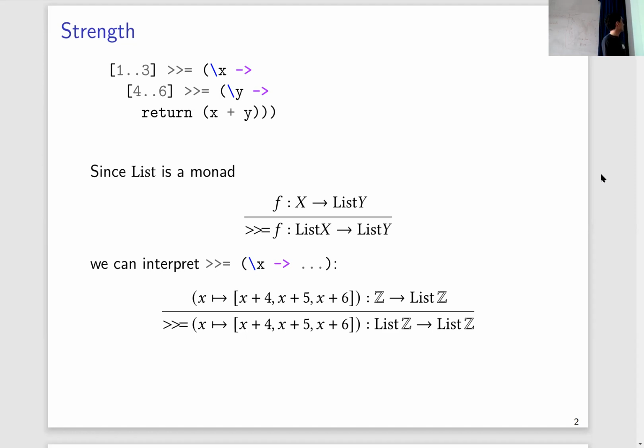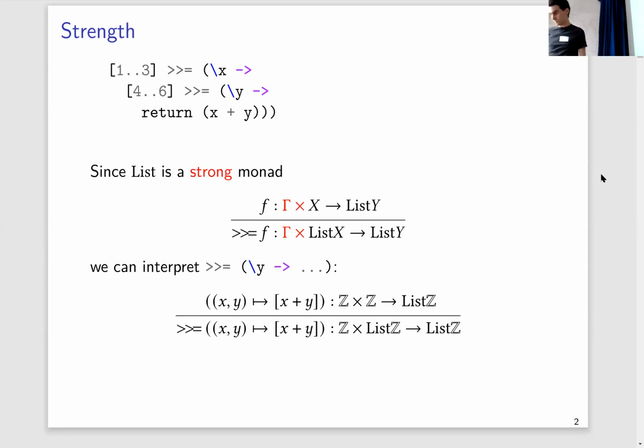In the outer bind, where we have bind lambda x, the lambda x is a function which takes an int and gives us a list of ints. If we do bind of this, we get a function from list of ints to list of ints, and we can pass it this list 1, 2, 3. The inner bind is slightly different though. On the inside, this lambda y is not a function from int to list of ints, because it has a free variable x inside it, right? So really, it's more like a function from int times int to list of ints.